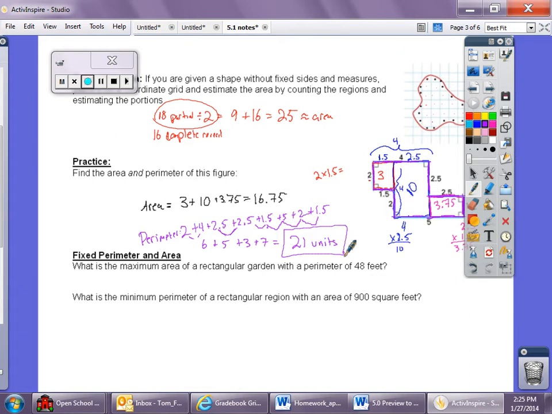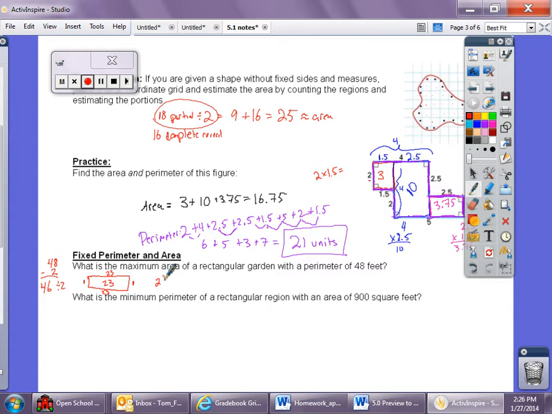Now, a fixed perimeter and area. Well, what's the maximum area of a rectangular garden with a perimeter of 48 feet? If our perimeter of a garden is 48 feet, we can say it's 1 by something. So if it's 1 by 1, we do 48 minus 2, and then divide that answer by 2. Well, 48 minus 2 is 46, divided by 2. That means it's 23. So the area of this one, 1 times 23, is 23.